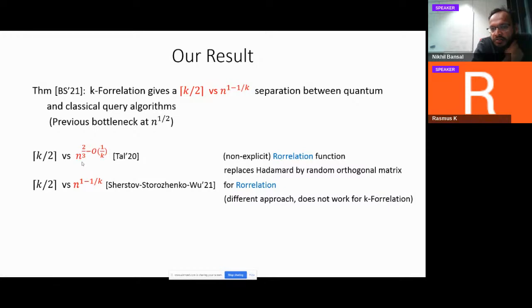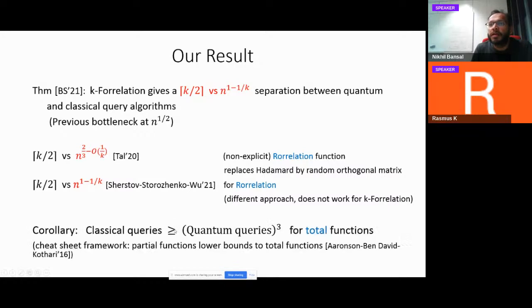And very recently, in this upcoming talk, Sherstov, Storozhenko, and Wu took this Rorrelation function and pushed the gap all the way to this conjectured bound. Again, I'll try to give some highlights of what they do, some taste of this. But as we'll see, this approach is very different from what we do, and in fact, their approach provably cannot work for this k-Forrelation function, which is the explicit function. All these things will make sense; I'm just giving an overview.